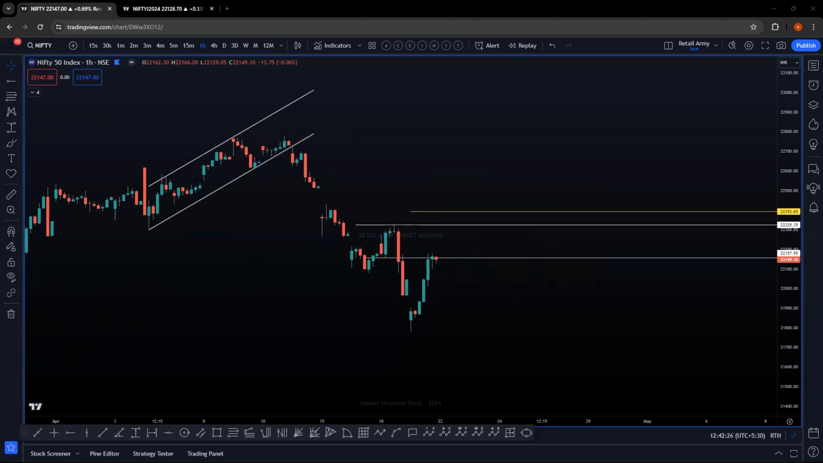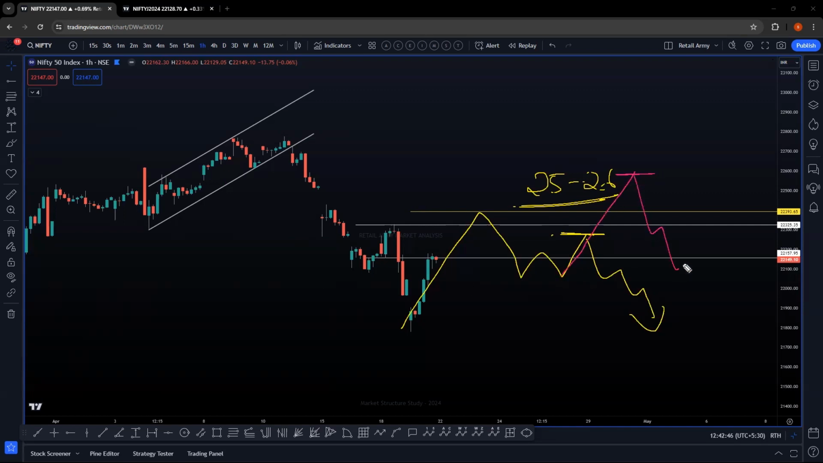Okay. So for me, what I'm going to do, 25th to 26th is the time zone where I'll be looking for a setup. First one, if it's a bearish setup, there are two possibilities. It can make a lower high, or it can make a higher high, whatever, and then fall. These are the two possibilities. I will look only between 25th and 26th, to carry over to 3rd and 5th.